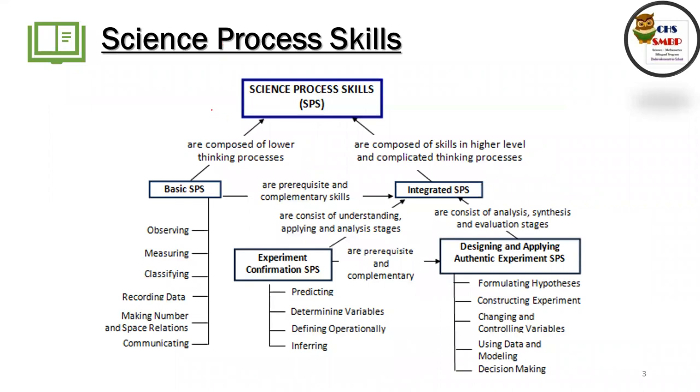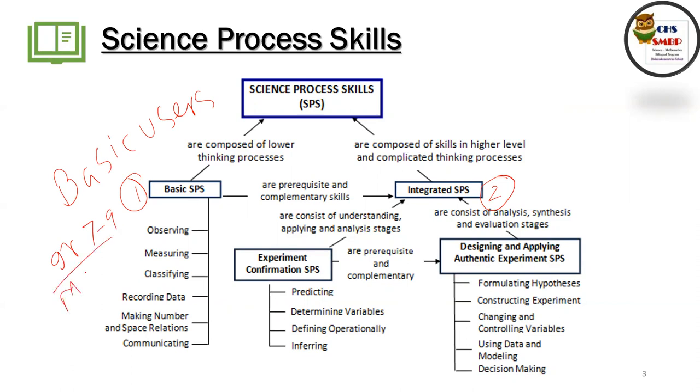Now, if you look at the diagram of science process skills, these skills are divided into two parts. One is basic science process skills, and the other one is integrated science process skills. Basic science process skills are for basic users like grades 7 to 9, for example, M1, 2, 3.